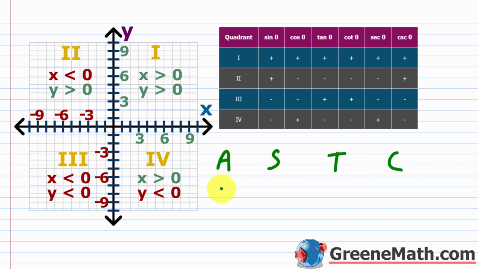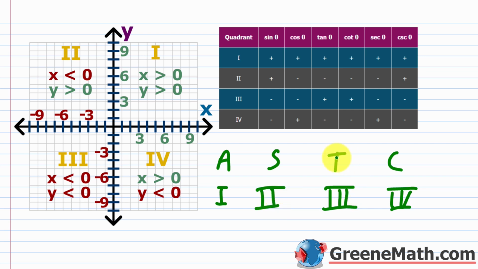This is for quadrant 1, this is for quadrant 2, this is for quadrant 3, and this is for quadrant 4. The A just stands for all, so all 6 trigonometric functions in quadrant 1 are going to be positive. The S is for sine, so the sine of theta is going to be positive, and the reciprocal of that will be positive as well. The reciprocal of the sine of theta is the cosecant of theta. So sine of theta and cosecant of theta are positive in quadrant 2.